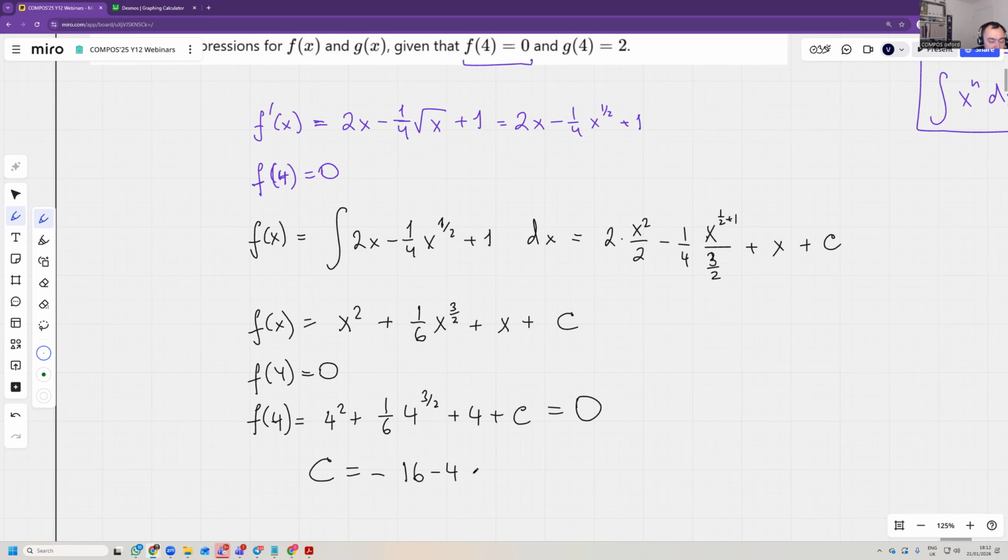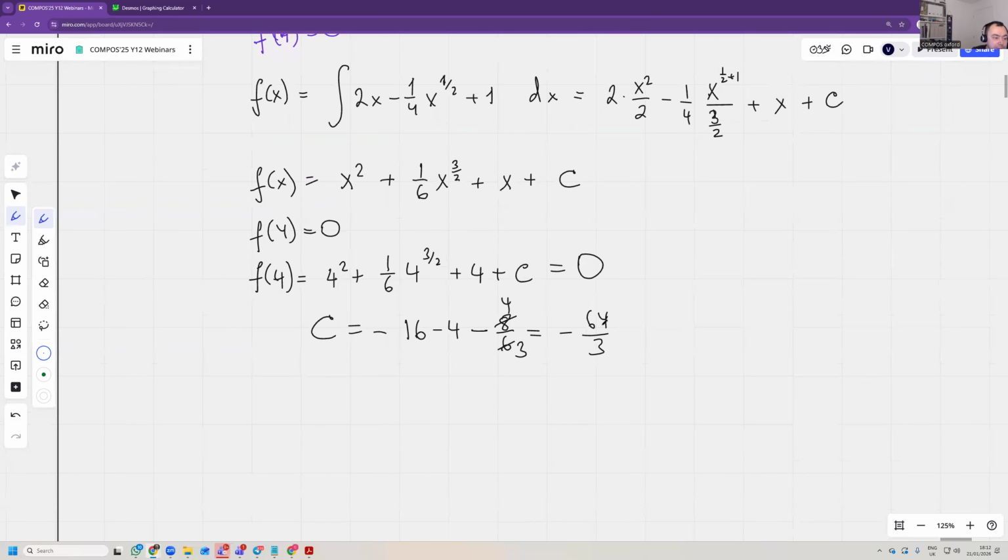Therefore, c is equal to negative 16, negative 4, negative, so 4 to the power 3 over 2, that's 8. So 8/6, and that's 4/3, 20, 60, negative 64/3. And therefore, we can write f of x is equal to x squared plus a 6th x to the power 3 over 2 plus x.